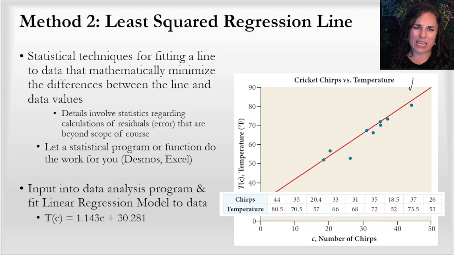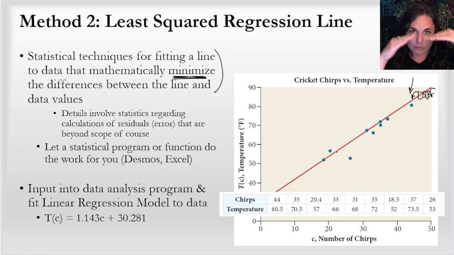So I kept the same graph as before. So this is the best fit line. I'll put line of best fit. That's that red one there. But that is not the best line. What we're going to do is use statistical techniques for fitting a line to the data that mathematically minimize, so we're doing a minimization, the differences between the line and the data values.